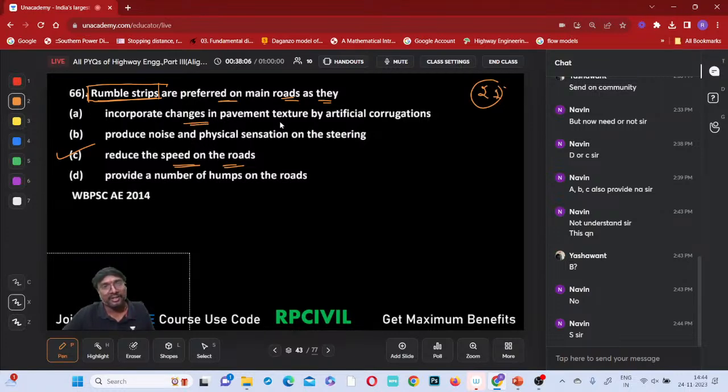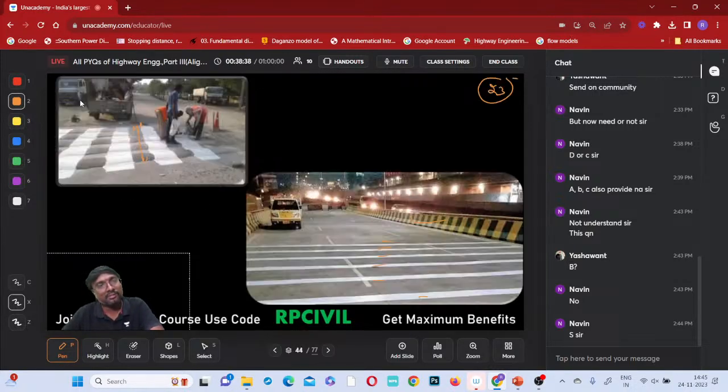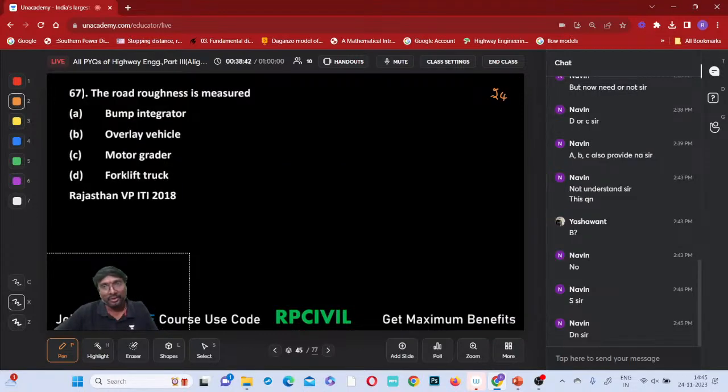The options: incorporate changes in pavement texture, produce noise and physical sensation to reduce the speed on roads, or provide a number of humps on the road. Rumble strips look like a number of humps, that is your rumble strip, but what is asked in the question is the purpose. So C is the answer, right? Is it clear? This is a new term you are getting. Now you understood the importance of solving PYQs, right? You will be exposed to every term which you did not study in your preparation also. Shall I go for the next?